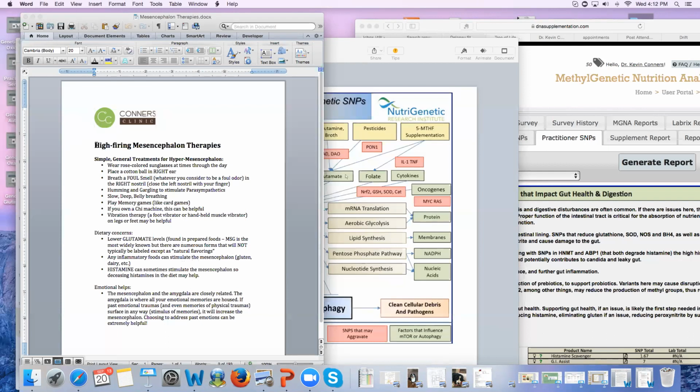So these exercises, if I do have a hypersympathetic response, we want to use these exercises if I have this high-firing mesencephalic activity. So here's some simple general treatments for hypermesencephalon. All right, so we can just read through this list. You can wear rose-colored glasses, so color affects the midbrain. And they found that rose color or amber color sunglasses, even worn in the house, can help calm the mesencephalon.